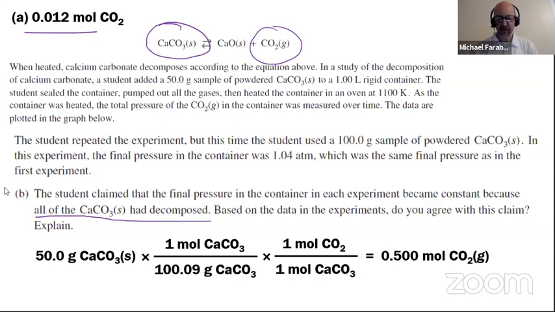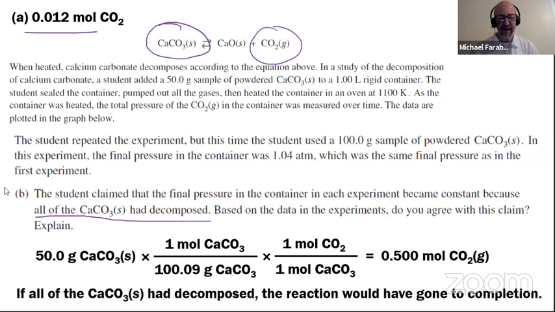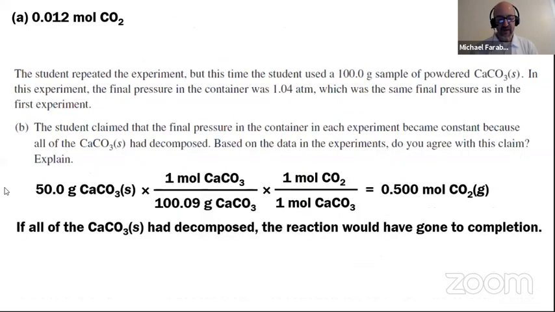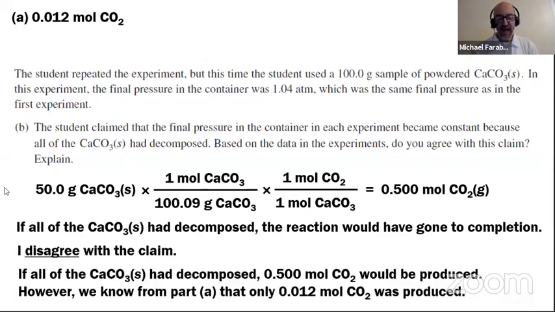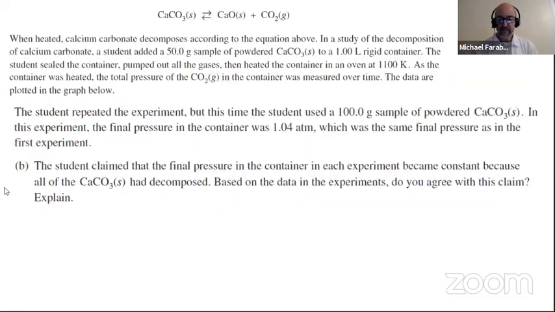So this is a good reason to disagree with this claim, because if all of the calcium carbonate had decomposed, then the reaction would have gone to completion and you would have produced 0.5 moles of CO2. So I disagree with the claim because we only have 0.012 moles of carbon dioxide in the container. Therefore, if all of the calcium carbonate had decomposed, as the student had claimed, then the number of moles of CO2 would have been higher. This suggests that, in fact, equilibrium was achieved, and that's why only some, but not all, of the calcium carbonate was converted into CO2.